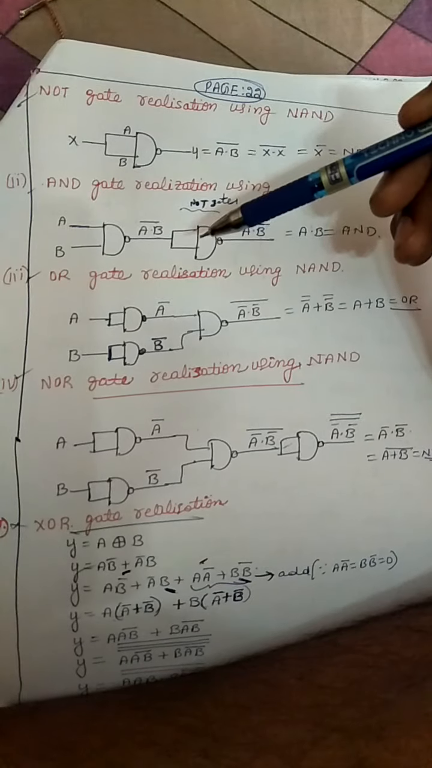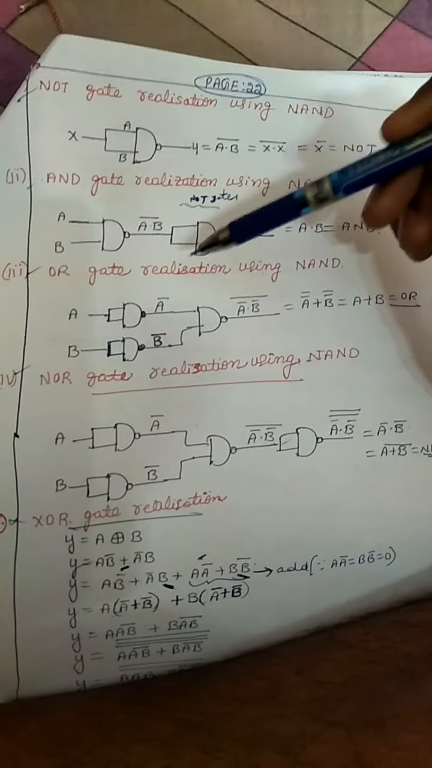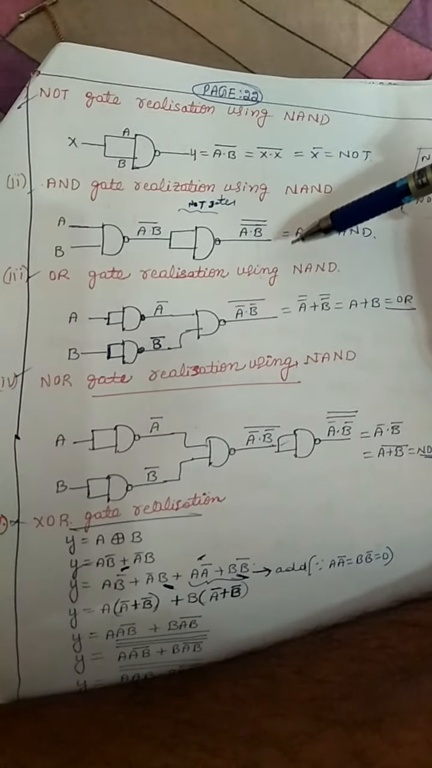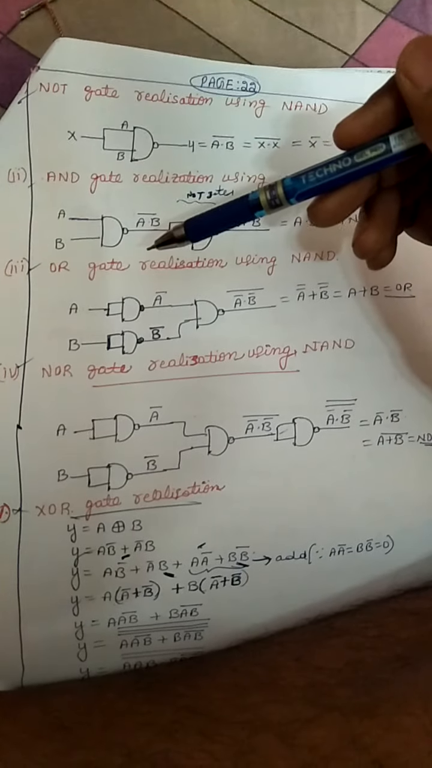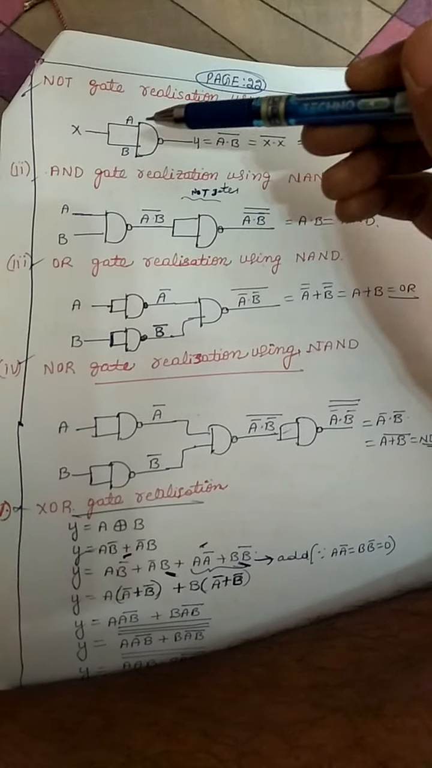So the same thing will appear here. This is a single NOT gate from the previous one. Therefore another bar will appear here, so the 2 bars will get cancelled. A dot B, nothing but AND gate. If you come to OR gate, this is a single NOT gate similar to this.